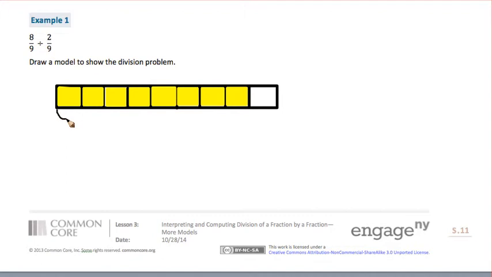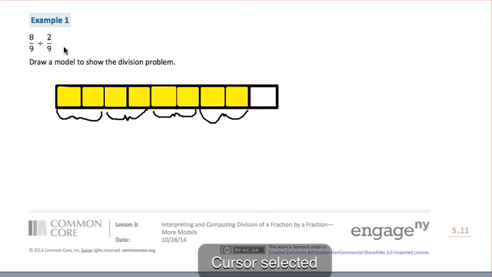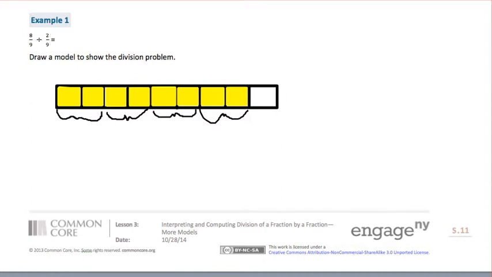So we'll look at our model and count off 2/9 sections. And we find that there are 1, 2, 3, 4 sets of 2/9 in our 8/9 piece.